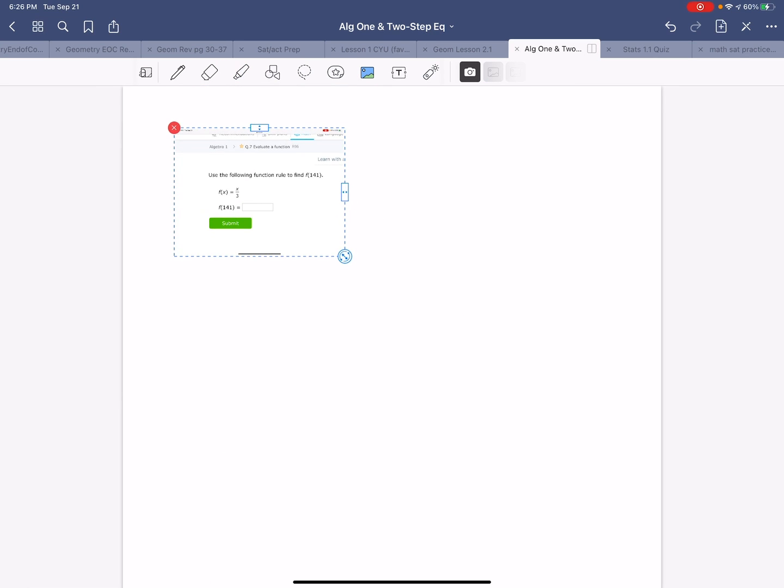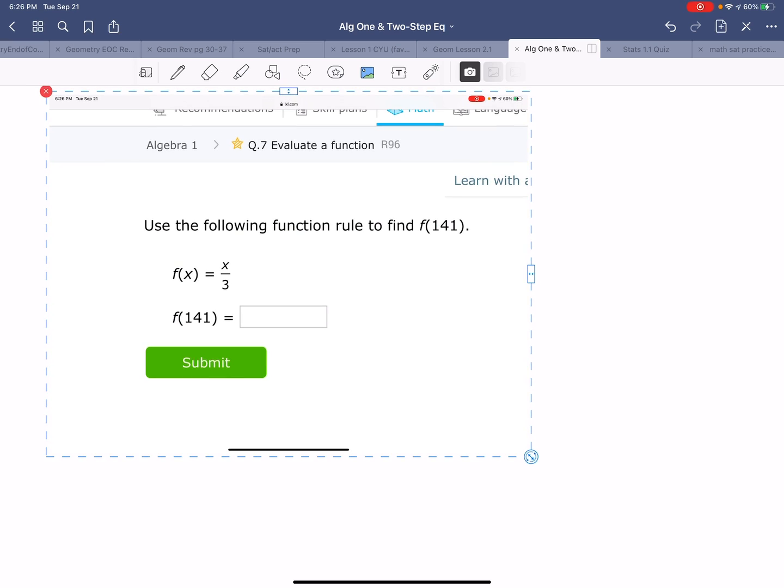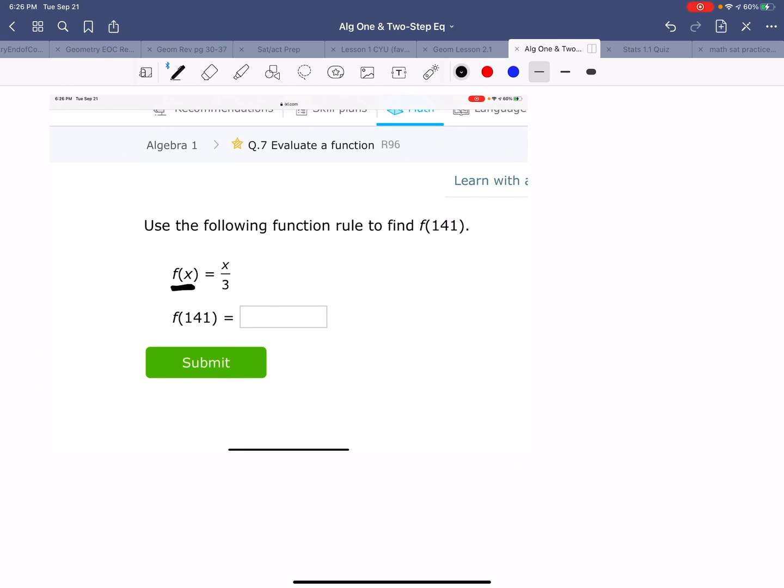It says f of x. So this piece is the same as saying y. So it's essentially saying that wherever you see x in the problem, if you plug in a different value for x, you're going to get a different outcome. And you could think of that outcome as y, or you could think of it as f of x.